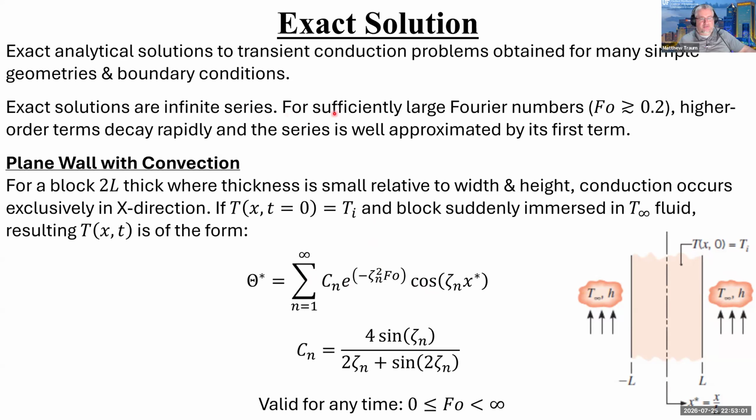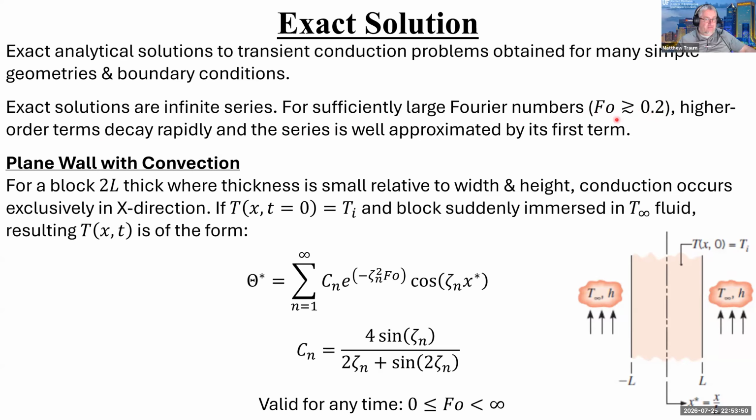So for sufficiently large Fourier numbers, and by sufficiently large, I mean Fourier numbers that are greater than about 0.2, this is not a hard and fast limit. This is more like a rule of thumb. But if you're above 0.2, that means the process is long enough in time, because Fourier number is dimensionless time, and time is in the numerator of Fourier number. So we're talking about a long time. It's long enough that all of the higher order terms in this infinite series decay really rapidly, and the only thing you need to worry about is the first term. The first term is the only one that really matters because it's so much bigger than all the other terms, typically for this condition of Fourier number being greater than 0.2.